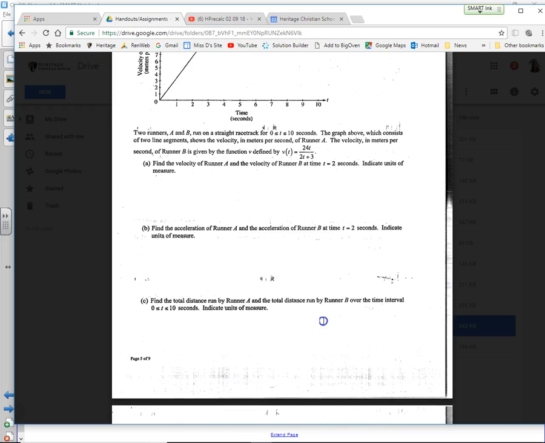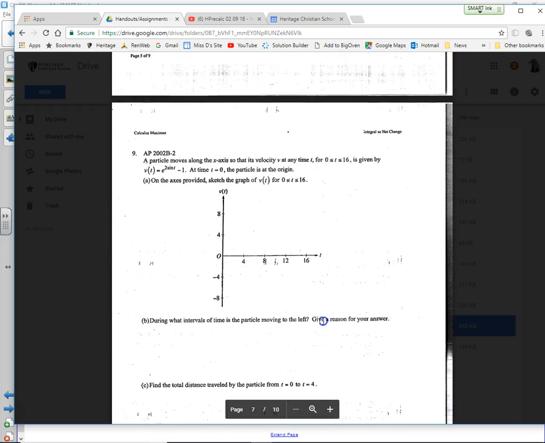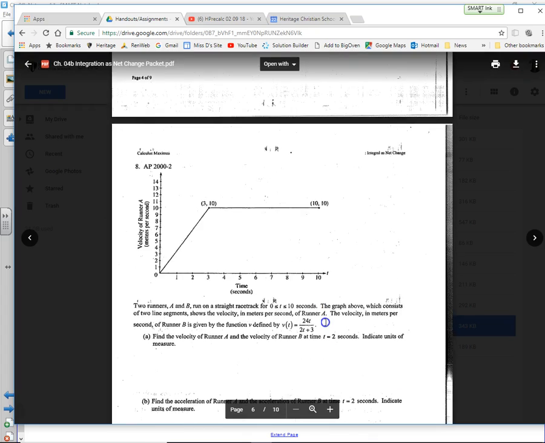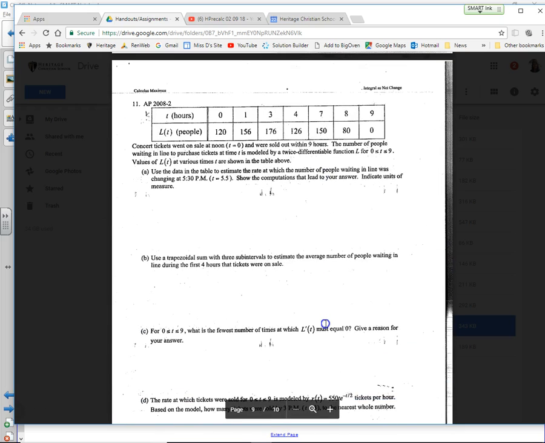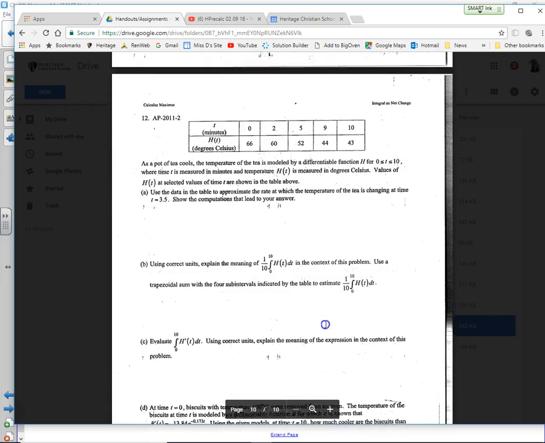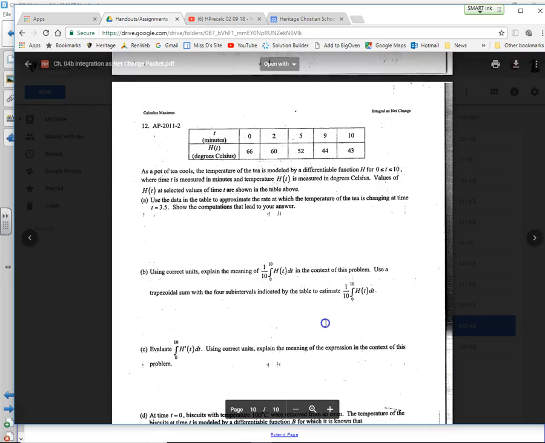Number 8, go ahead and put a C. Yeah, put a C. Put a calculator. Number 9 is a C. Is a calculator. Number 10 is a C. Is a calculator. Number 11 is a C. Number 12 is a C.